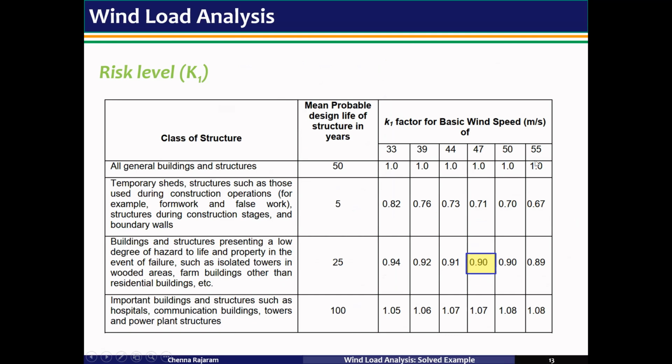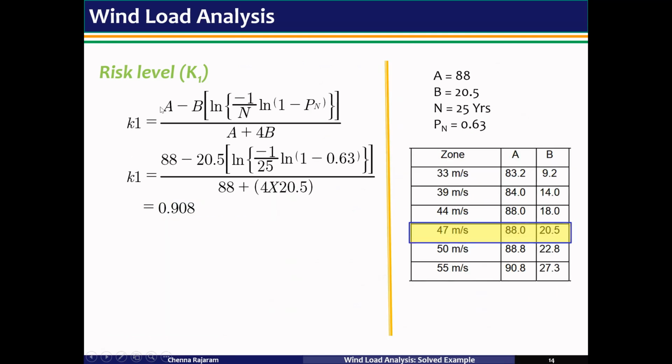The values represented for the K1 factor for various basic wind speeds and for various classes of structures are obtained using the equation K1 is equal to A minus B into ln of minus 1 by n into ln of 1 minus Pn, where A and B values are given in the IS 875 code. Those are the coefficient values. A is equal to 88, B is equal to 20.5 for the wind speed of 47 meter per second, and n is equal to 25 years, Pn is equal to 0.63. Substituting all these values in the equation, we arrive at K1 equal to 0.908.